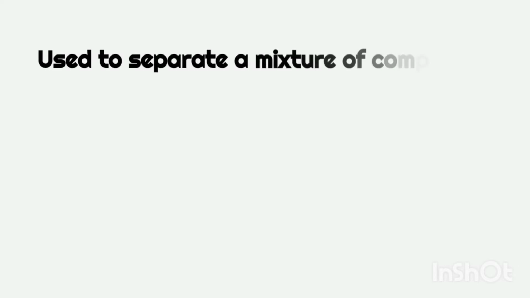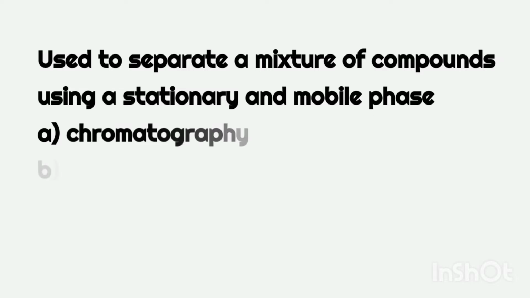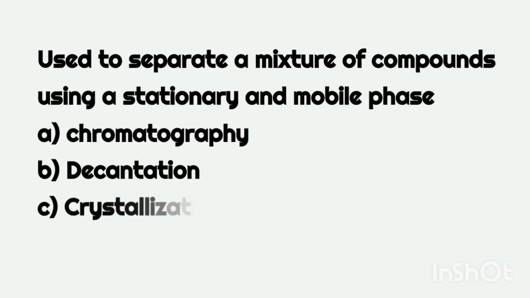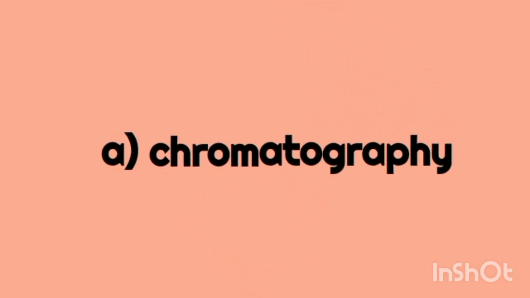The next question, used to separate a mixture of compounds using a stationary and mobile phase is A, chromatography, B, decantation, and C, crystallization. The answer is chromatography. Chromatography uses movement to separate substances. It has a mobile and stationary phase.